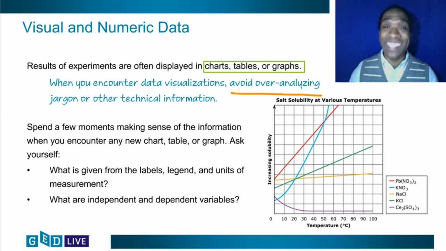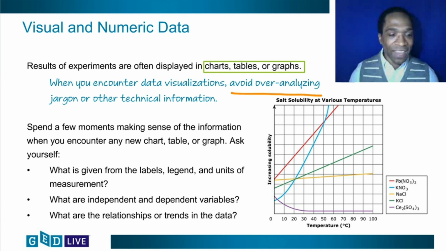However, there are also dependent variables. So dependent variables are affected by other things. And in this case, the increasing solubility is affected by the temperature. So the temperature would be independent. The solubility is dependent. One more question to ask, and that's the relationships and trends.